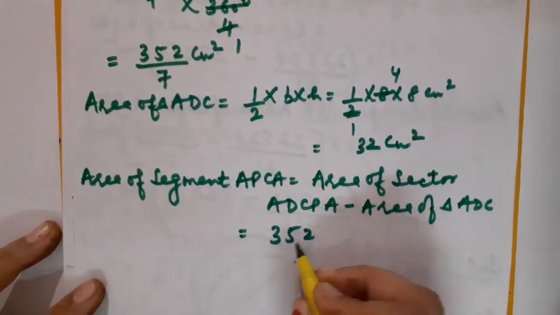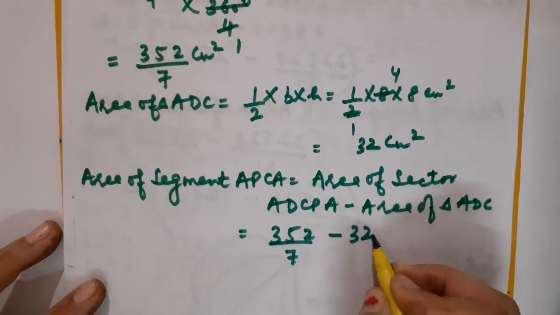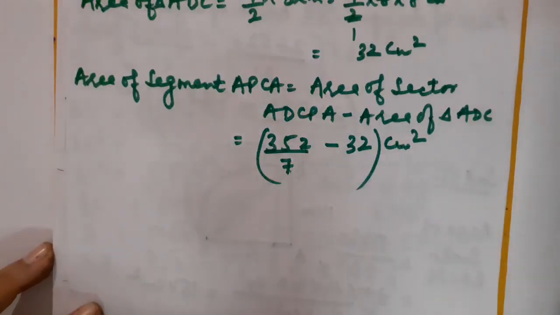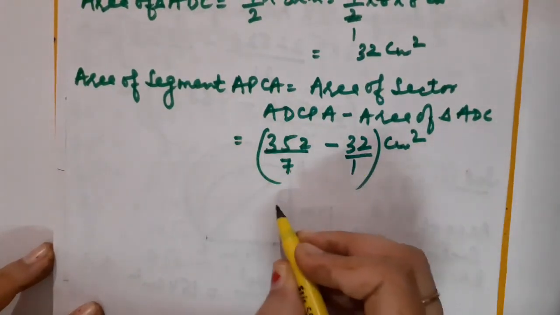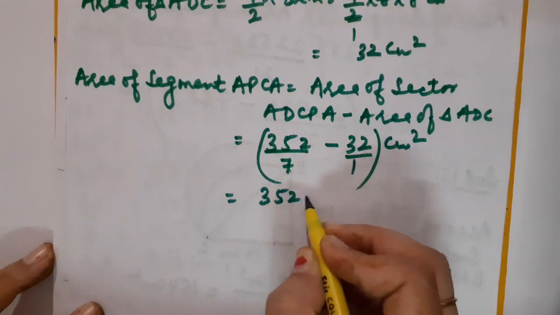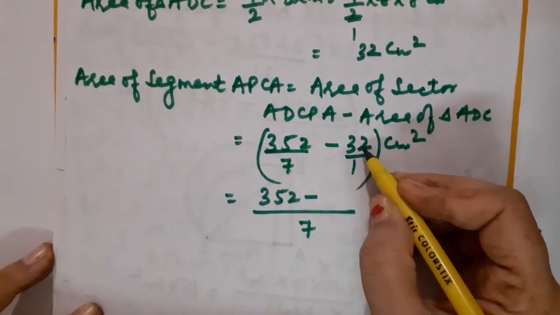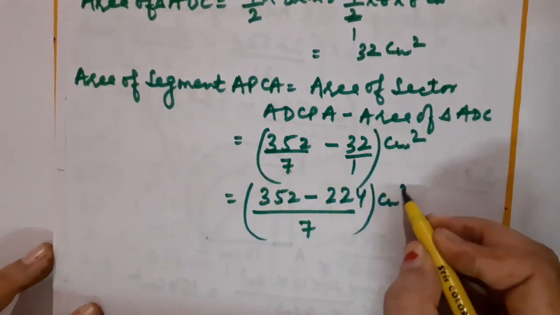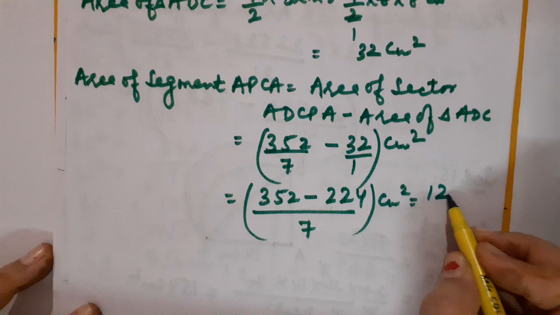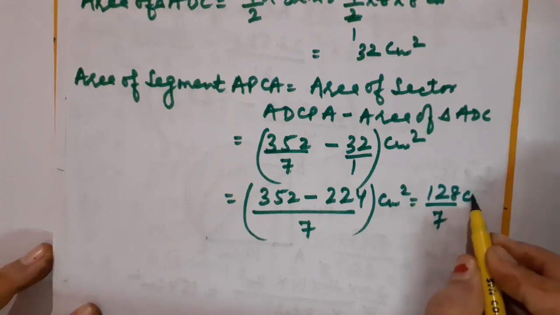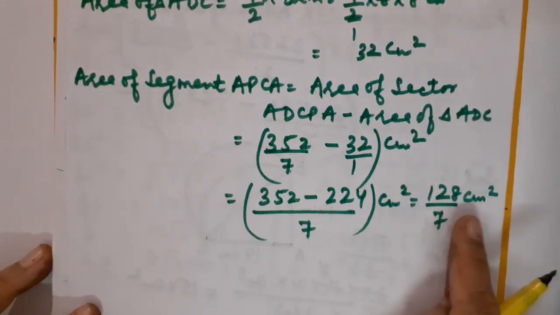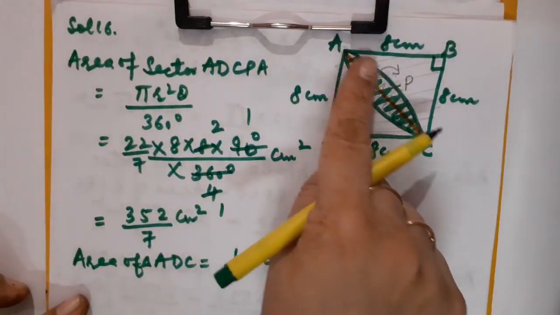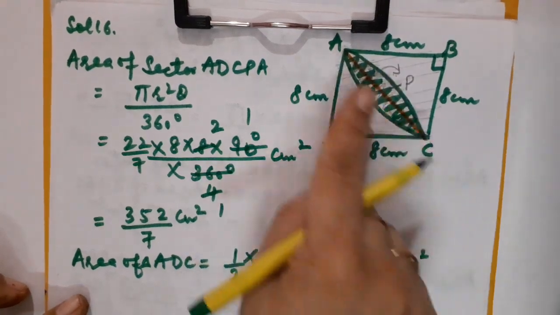So let us calculate it. It will be 352/7 minus 32. Make a big bracket with centimeter square. So children, let us take LCM. As I took LCM, I have got 352 minus 32 multiplied by 7. You will be getting 224 centimeter square. So after subtracting, I have got 128/7 centimeter square. This is the area of half design. You can call it half design. You can call it the segment APCA.